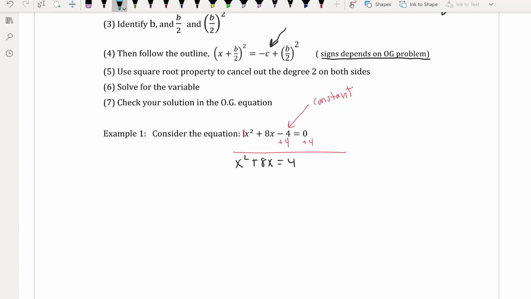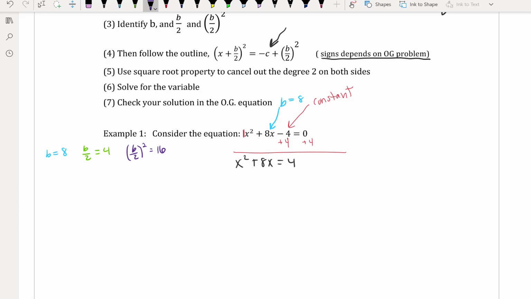So here the b value is the thing in front of the x. So I'm going to have that my b is equal to 8. Okay. The next thing that I want is the b divided by 2. So what would be 8 divided by 2? That would be 4. And the last thing is that b divided by 2 squared. So 4 squared is 16.